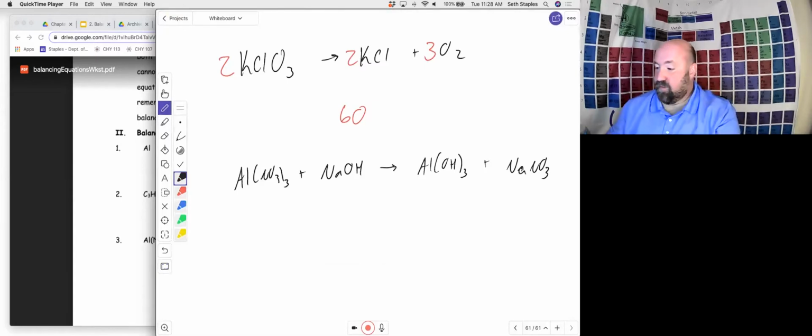you're balancing. And so rather than going through this one and saying 1 Al and I have 3 Ns and 9 Os, I'm going to recognize that NO3 is a polyatomic ion, and I'm going to treat it as one entity when I'm balancing my reaction. And so I'm going to say that I have 1 Al and 1 Al, so that's okay. I have 3 NO3s. I have 1 NO3. And so I'm going to go ahead and fix that whole thing by putting a 3 in front of my NaNO3.